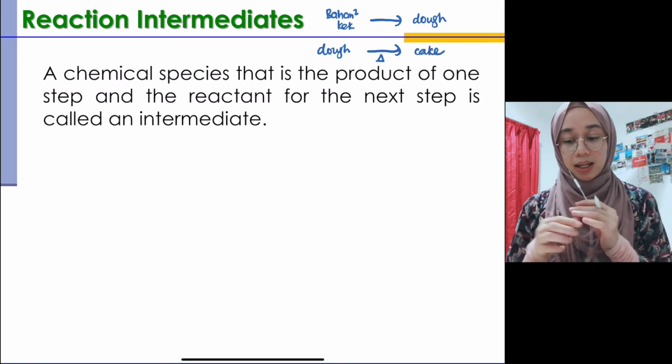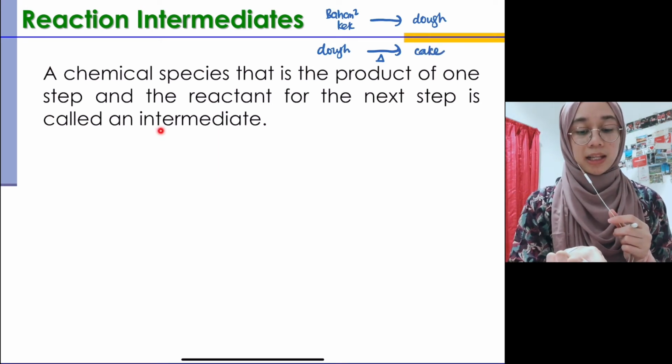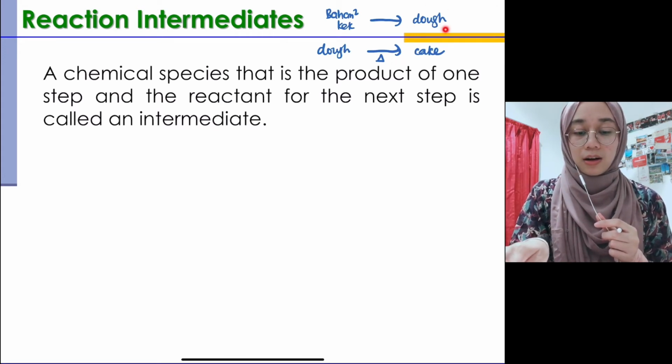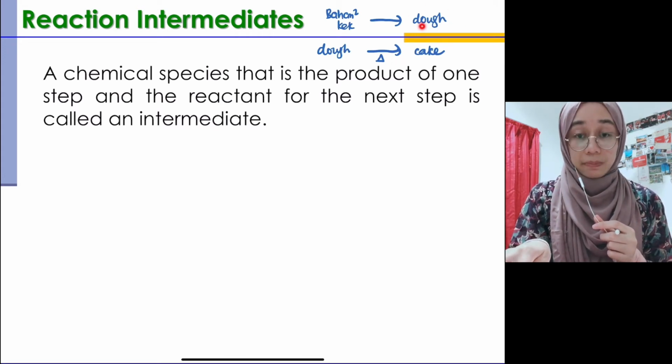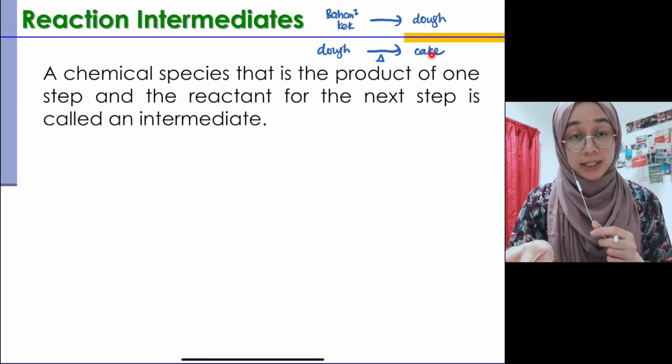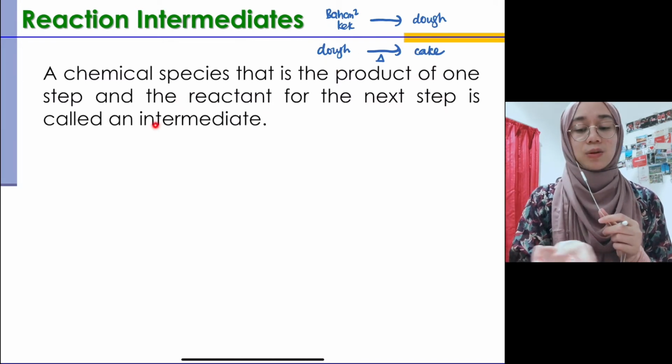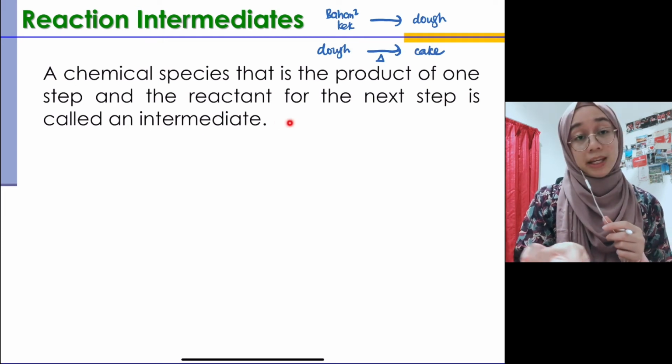So as you can see, dough ni dia main peranan sebagai intermediate dekat bahagian tengah-tengah. So it is a product of one step. Okay, so step yang pertama dia sebagai product, tapi untuk the following step pula dia adalah sebagai reactant. Okay, so bahagian ni the reactant for the next step. So this is what we call as the intermediate lah.